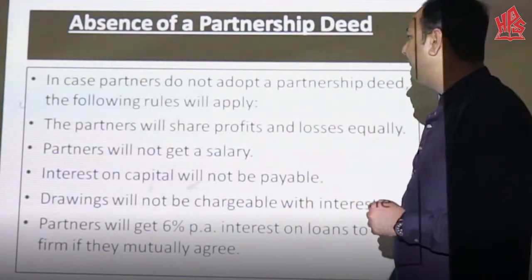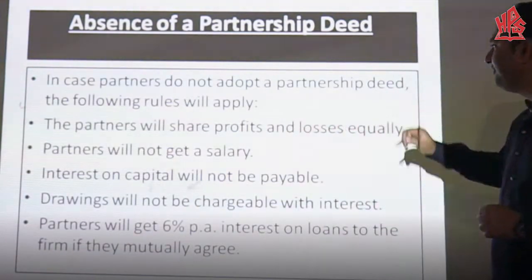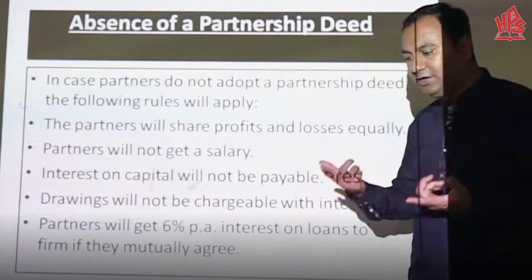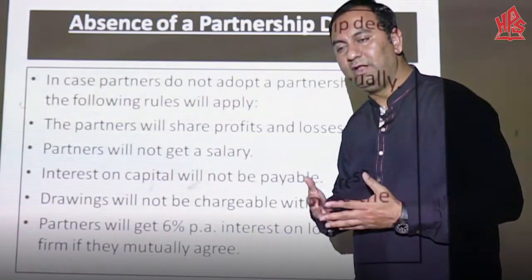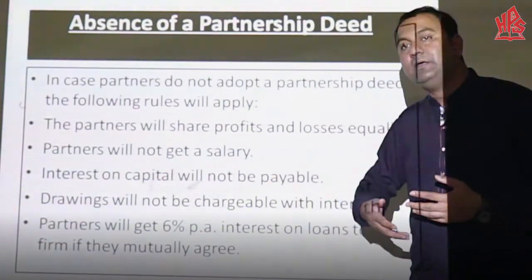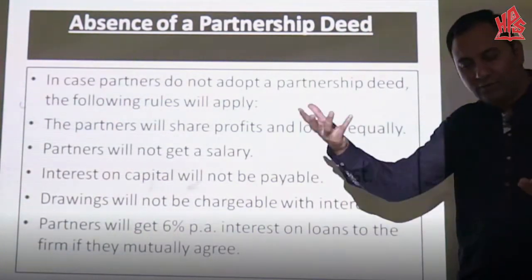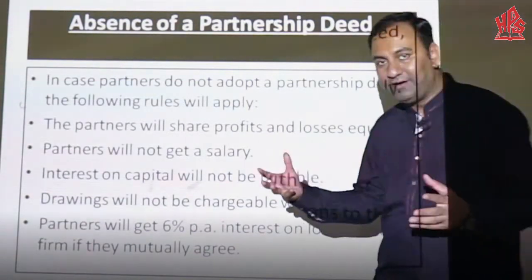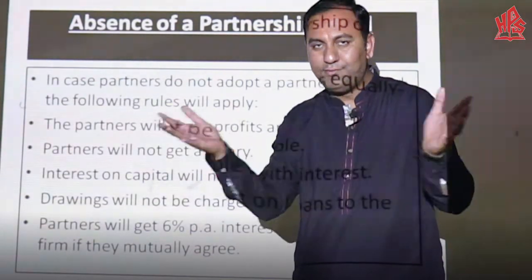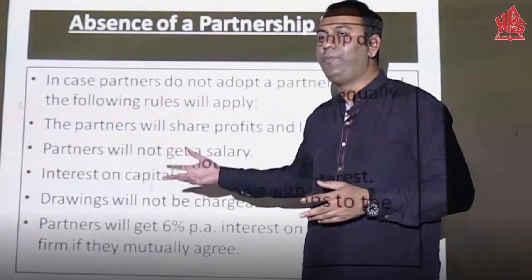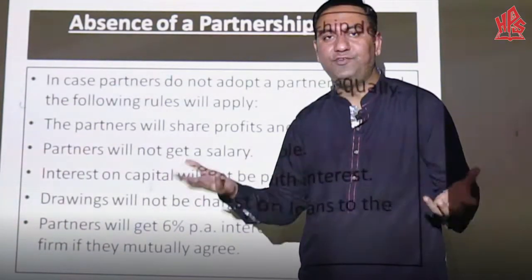The partners will share profit and losses equally. If they forget to decide the ratio of the profit and losses, then the partners will share profit and losses equally. Suppose if there are 4 partners, then each partner will receive 25% of shares. If there are 2 partners, then each partner will receive 50% of shares.